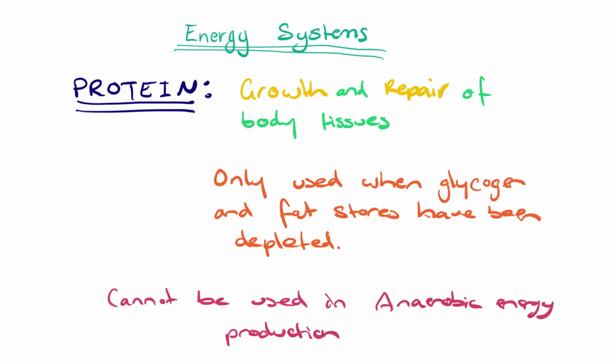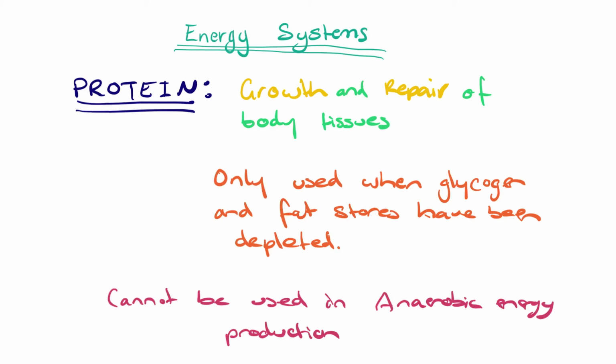The third source of energy that the body can use is protein. The main function of protein is for the growth and repair of body tissues, and it is rarely used as fuel for energy production. It's used when the glycogen and fat stores have been completely depleted. This could be in rare cases such as starvation, or even some extreme endurance sports where athletes completely deplete all their glycogen and fat stores and then have to use protein as a source of energy. Protein is highly inefficient as it yields a very small amount of energy and yet uses a lot of oxygen.